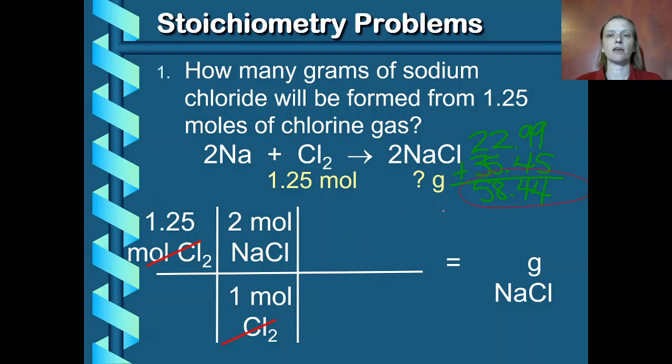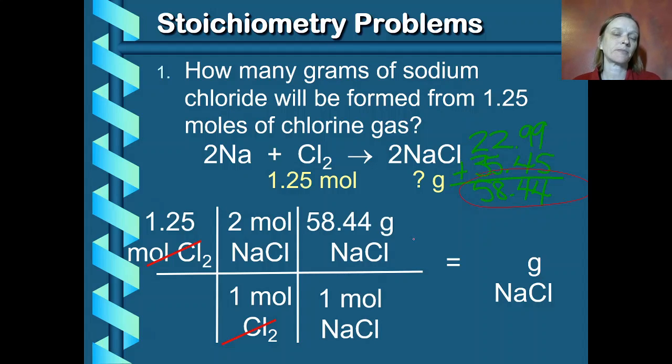And I've already done the calculation that lets me know what the molar mass of sodium chloride is. 58.44 is the molar mass. My units cancel out appropriately, and now I'm just left to do the math. 1.25 times 2 times 58.44 divided by 1 and divided by 1. And this gives me an answer to 3 sig figs of 146 grams of sodium chloride. 3 sig figs because my initial value had 3 sig figs.